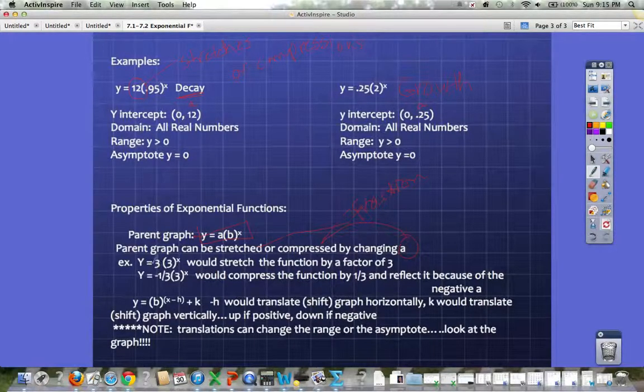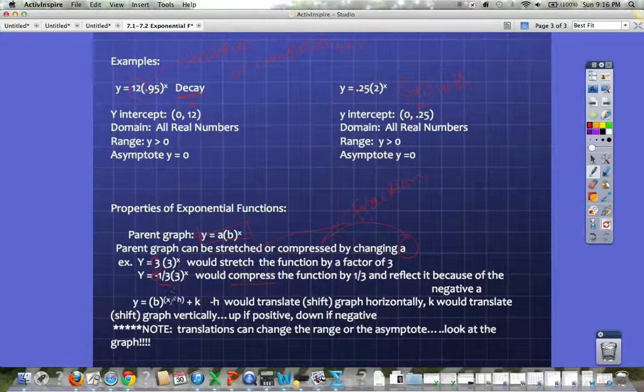Okay? So in the example, y is equal to 3 times 3 raised to the x power, there would be a stretch of that function by a factor of 3. This 3 right here is what is stretching it. If we had the equation y is equal to negative 1/3 times 3 raised to the x power, that would be a compression of a 1/3 and a reflection because it's a negative a. And then if you had y is equal to b raised to the x minus h plus k, that's where you're going to get your translations horizontally and vertically.